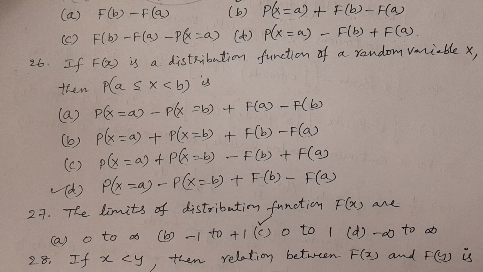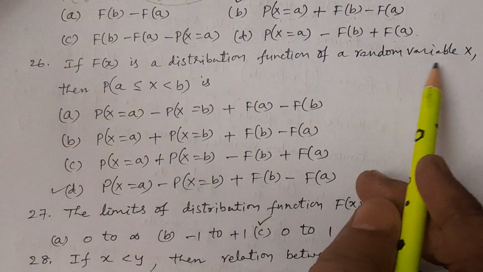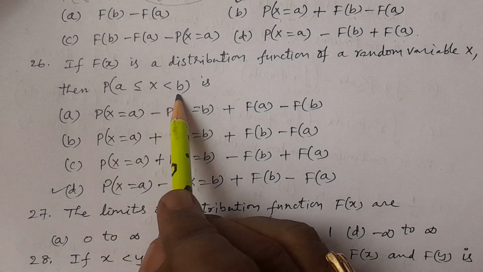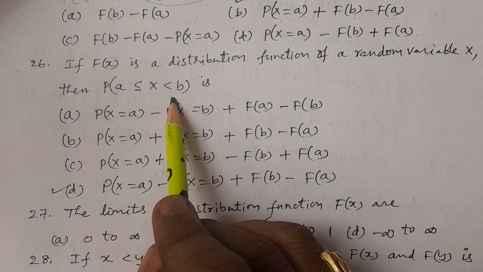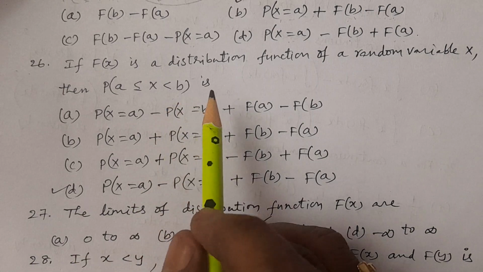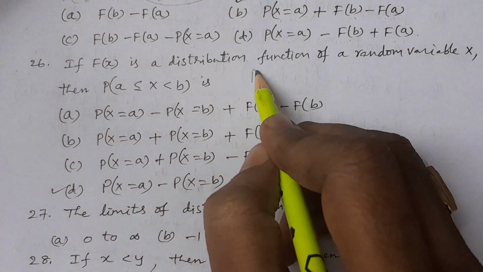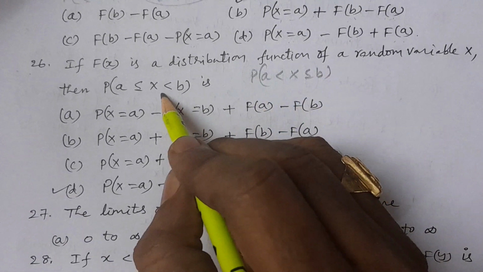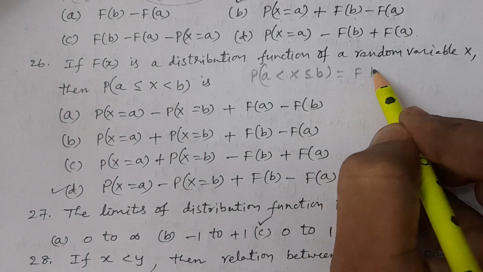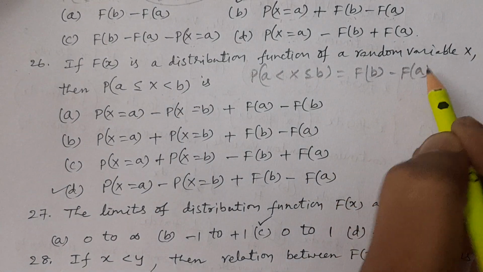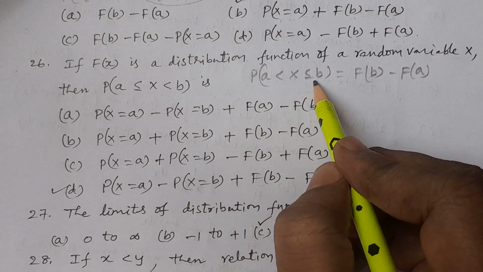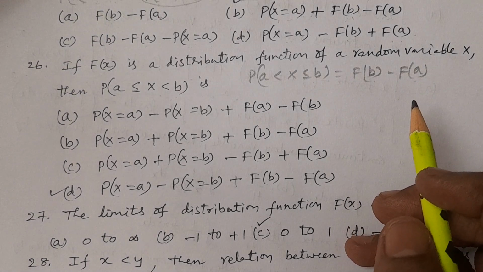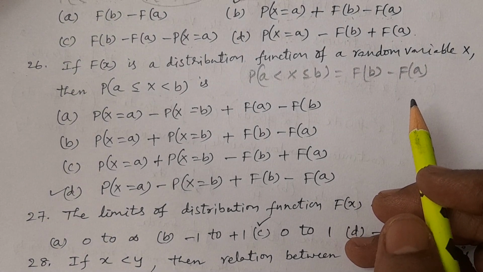What is question number 26? If f of x is a distribution function of a random variable capital X, then probability of a less than or equal to x less than b. This is also the same kind of property. What you have to remember? Probability of a less than x less than or equal to b, you always write this so that you compare with this probability. This is equal to f of b minus f of a. This is the fundamental base property, one of the basic properties.